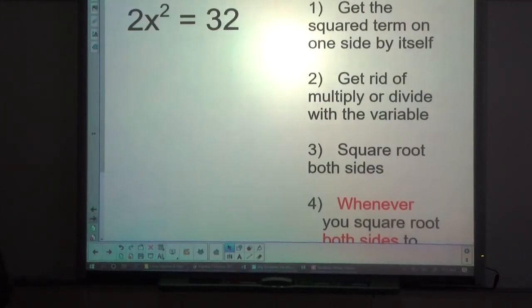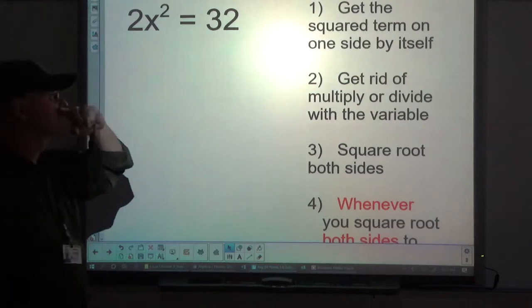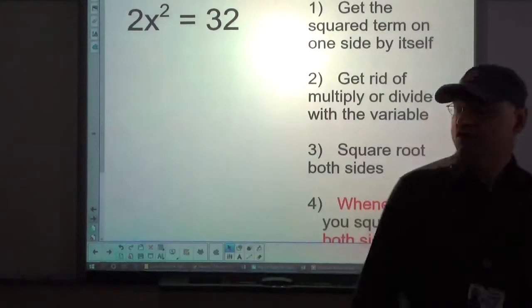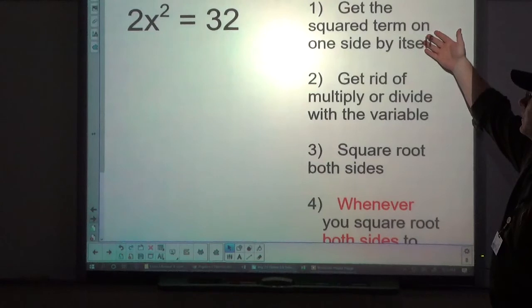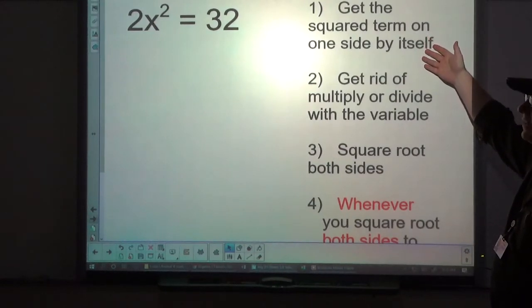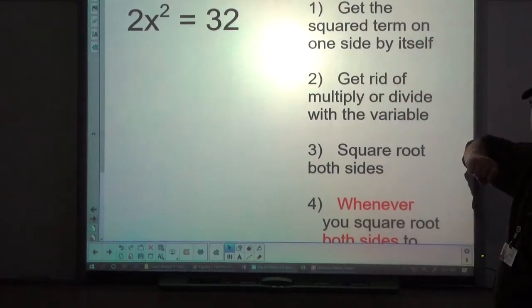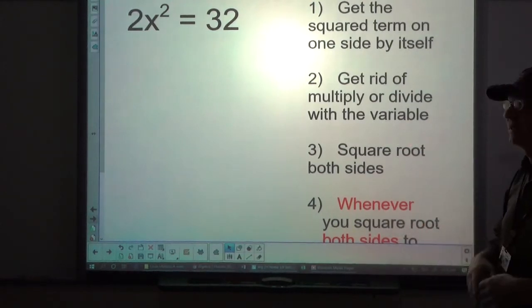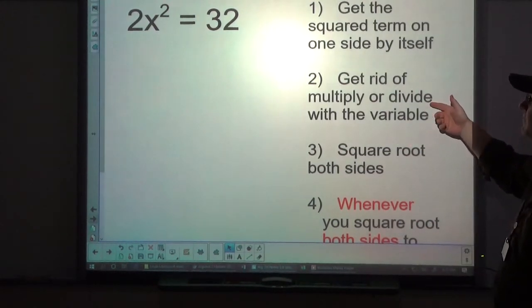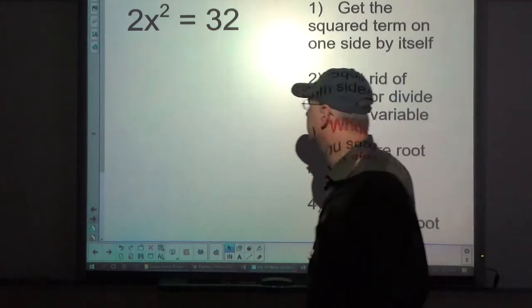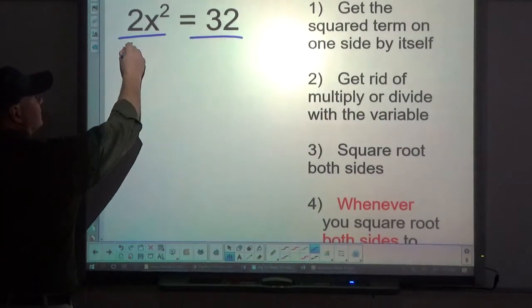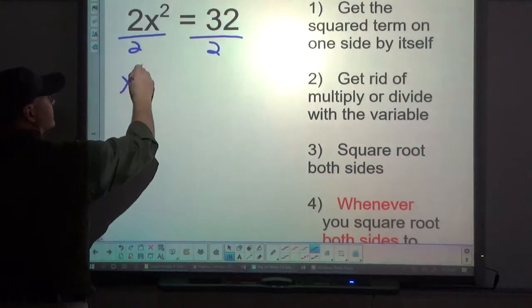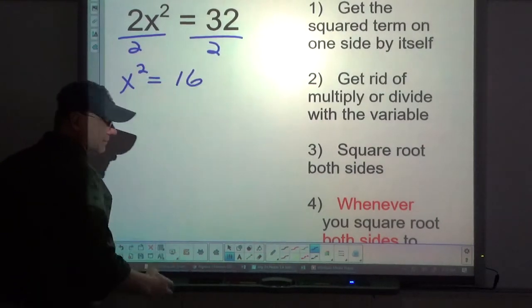Our last items are solved by square rooting. And that's what this all leads up to. So, getting the squared term on one side by itself. Now that is currently the way it is. Sometimes you have to manipulate it, get rid of addition, subtraction, that type of thing. Get rid of multiplying or dividing with the variable. In this case, I need to get rid of the 2. So I get x squared equals 16.